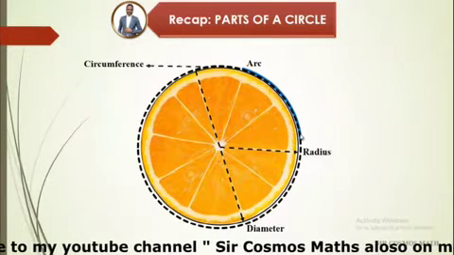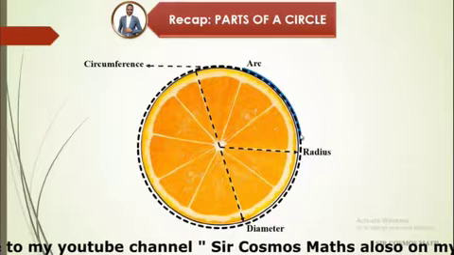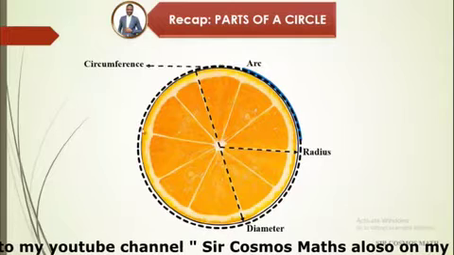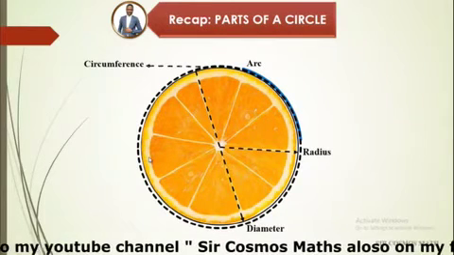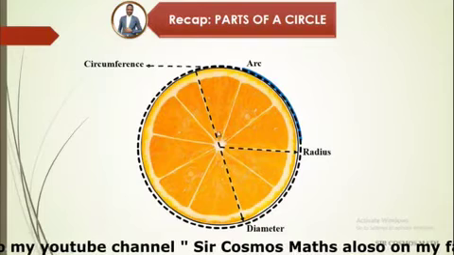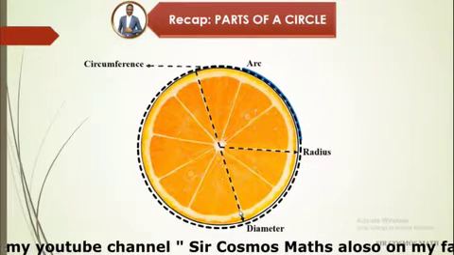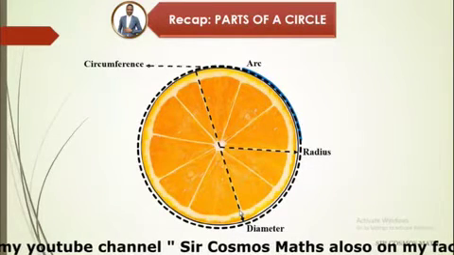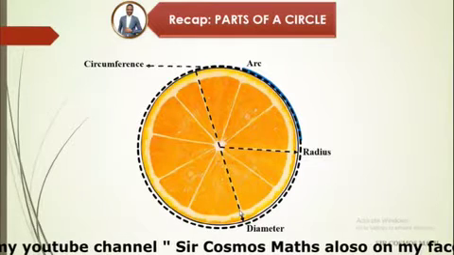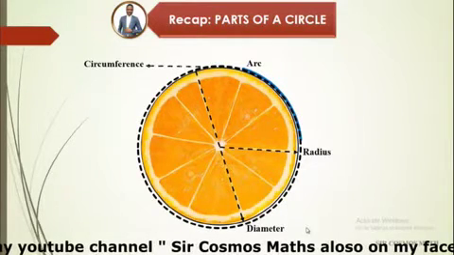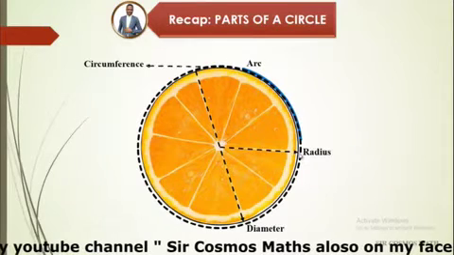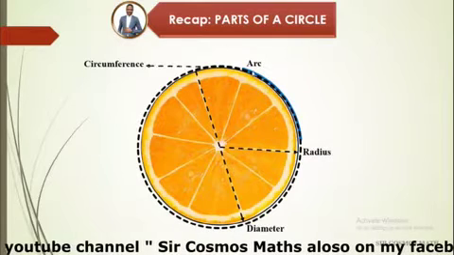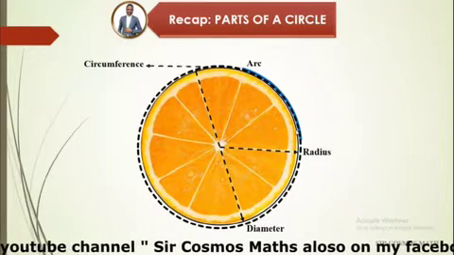So far, what have you learned? First, you got to know the circumference. That is the distance around a circle. Then the diameter, a line drawn from one part of the circumference of a circle to touch the other part through the center. Then the radius, a line drawn from the center to the circumference of the circle. And you also saw an arc. An arc is part of the circumference of a circle.